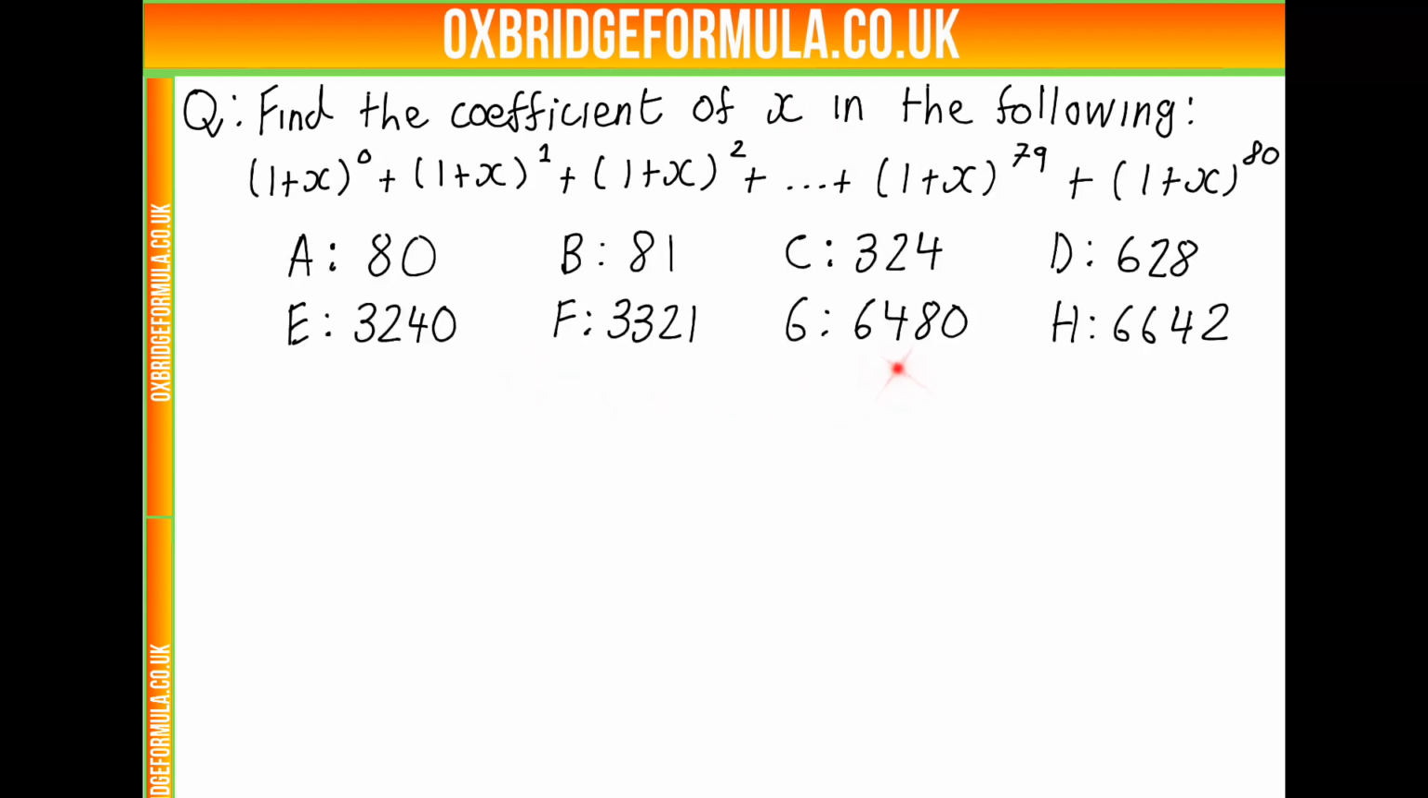We're given these 8 options: 80, 81, 324, 628, or some slightly higher numbers, 3,240, 3,321, 6,480, or 6,642.